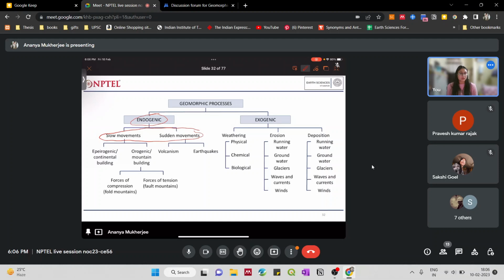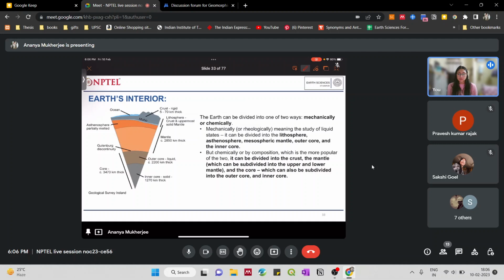So in today's live session, we are going to learn about the different kinds of processes that are driving these changing mechanisms that are building up or destroying the earth's surface in the present day and also in the past. Okay, so moving on, first we will discuss the earth's interior.